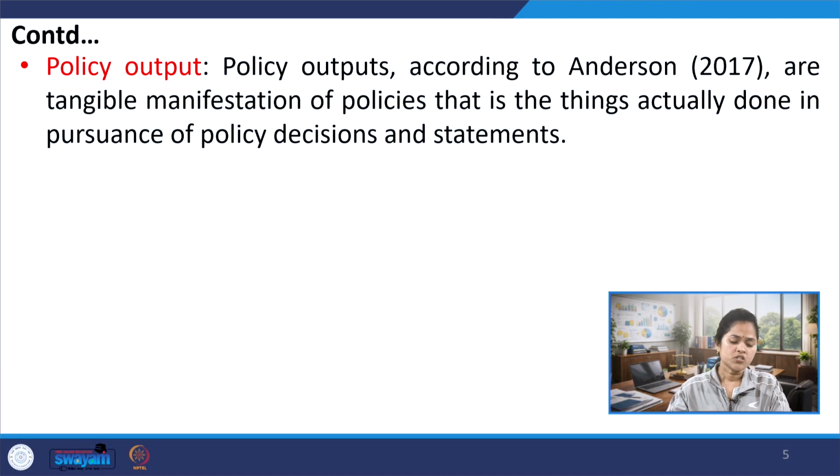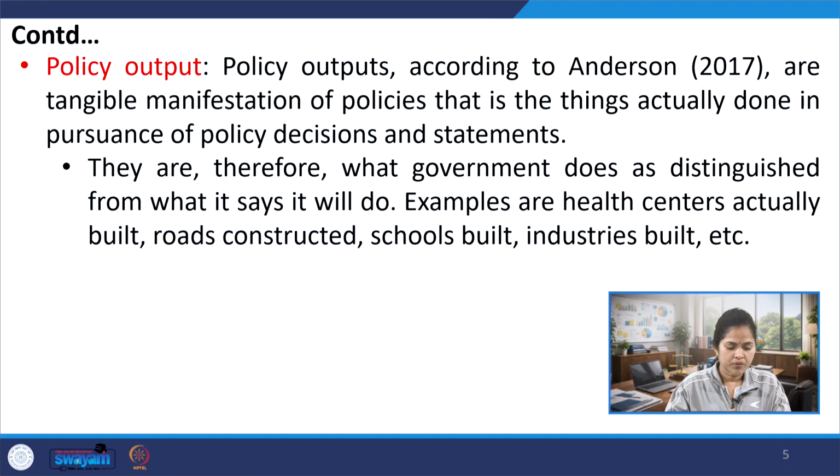So coming to the last portion of the scope of the policy, that is the policy output. I have already discussed what exactly policy outputs are, but just to define them, we can again take the concept as defined by J. Anderson. Policy outputs are the tangible manifestations of policies, and these manifestations are done in pursuance of the policy decisions and policy statements. Since it is a tangible manifestation of policy, it can easily be enumerated and quantified. Because of this very nature, policy output therefore may mean what government does, as distinguished from what it says or what it will do.